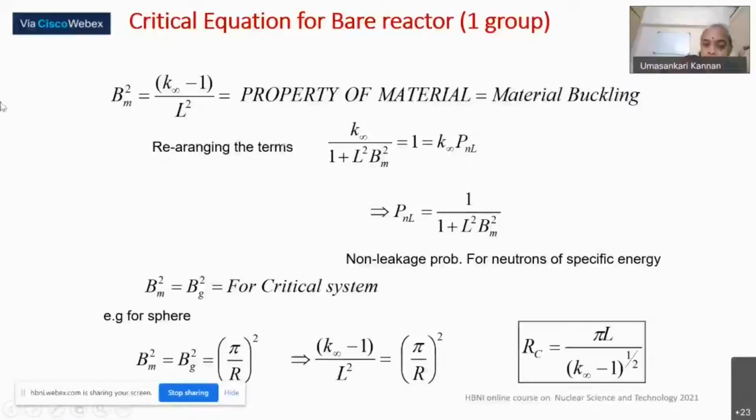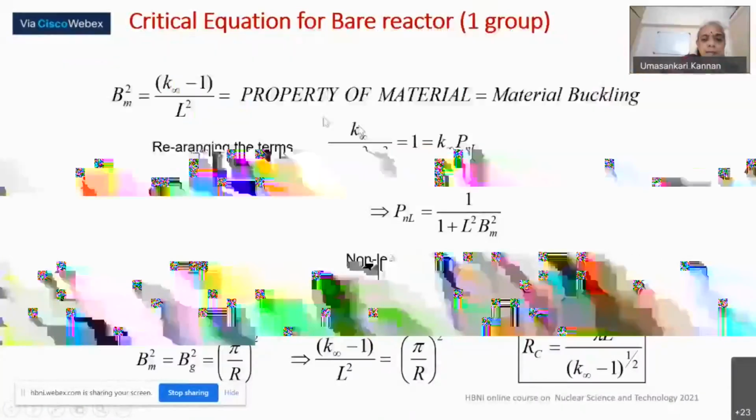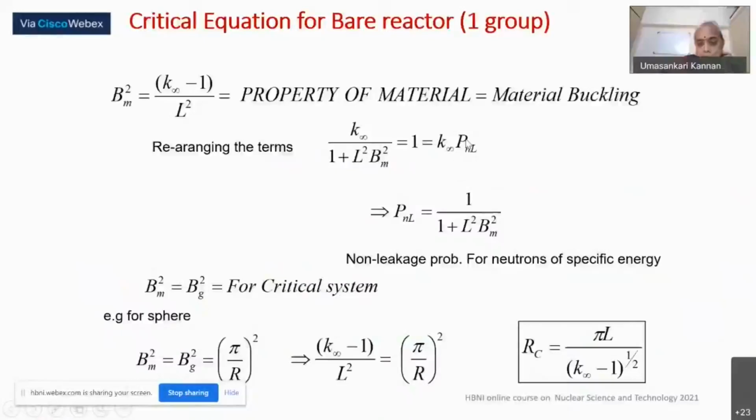So if I rearrange this same equation, I can write it as K infinity by 1 plus L square B square is equal to 1, which is nothing but K infinity into, as I was telling you, an expression for the non-leakage probability. This is called the condition of criticality, where K infinity by 1 plus L square Bm square should be equal to 1.